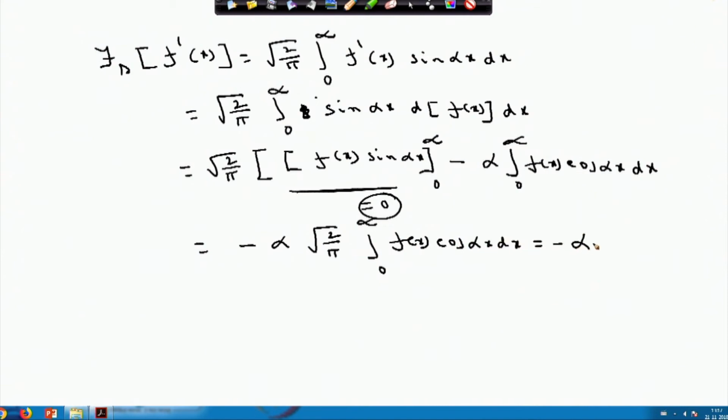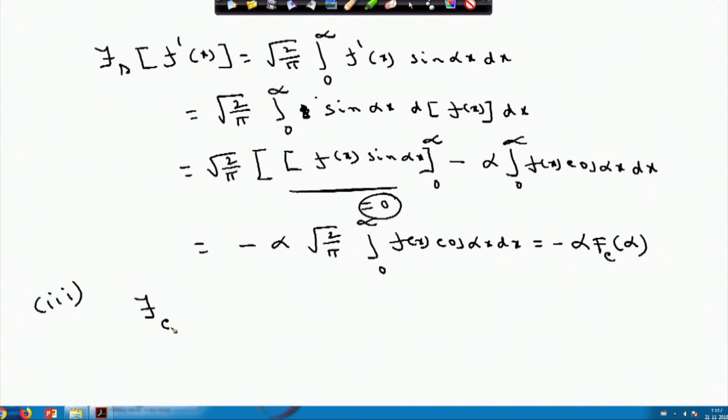It is nothing but the Fourier cosine transform of the function f x, which we write as F c of alpha. So, this completes the proof that the Fourier sine transform of f dash x equals minus alpha into the Fourier cosine transform of alpha. In the same way, the third one you can also prove.